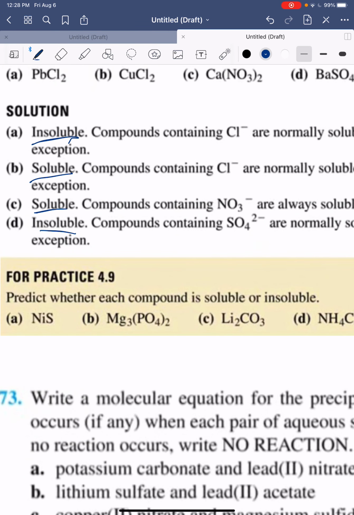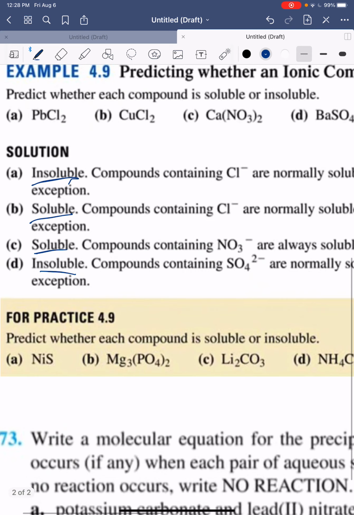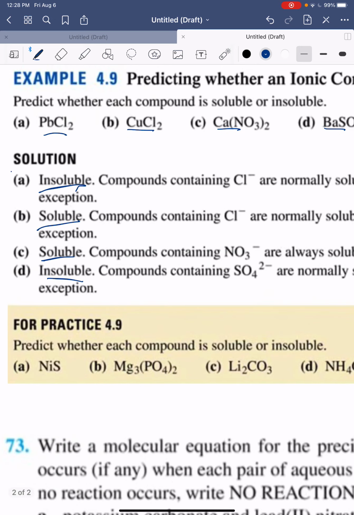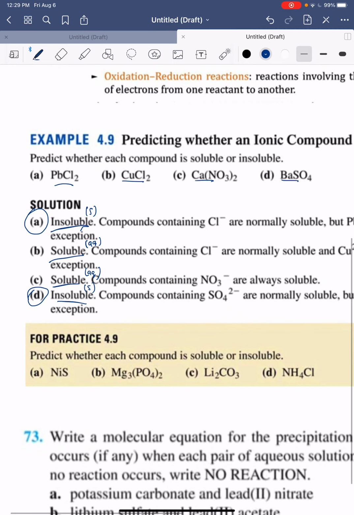If we're looking at A, B, C, and D here, and maybe these were our only products of a chemical reaction, which would be unlikely, but if these were our only products, that would mean that we had a precipitation reaction for A and D, because like I said, precipitation reactions only occur when you have a compound that is insoluble and is in the solid state. Insoluble means solid state. Soluble, it would be AQ, aqueous. Try this for practice 4.9 on your own.